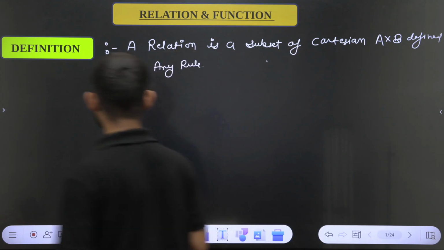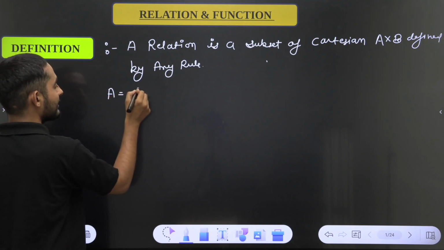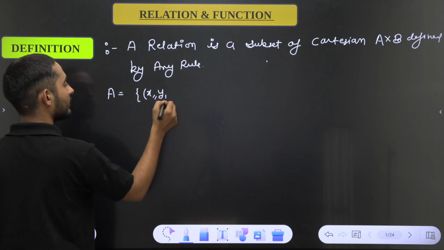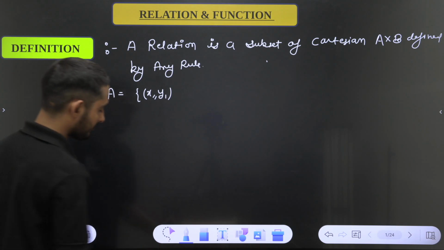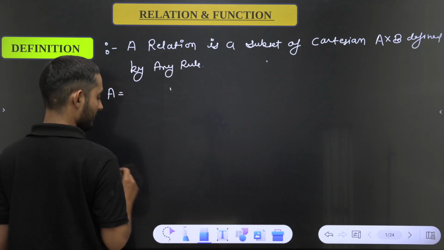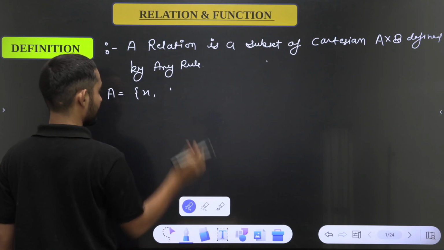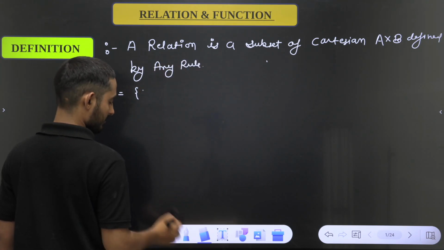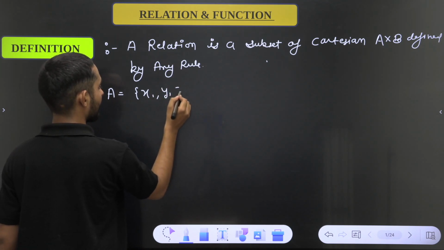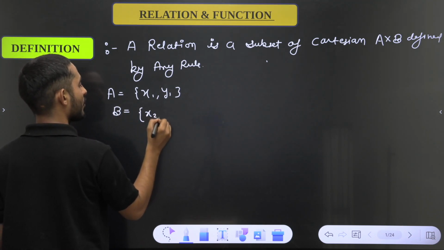So first of all, what is the meaning of Cartesian product? Suppose we have a set A, and the elements of set A are x1, y1. Suppose I am writing like this. And we also have set B. Set B is given as x2, y2.